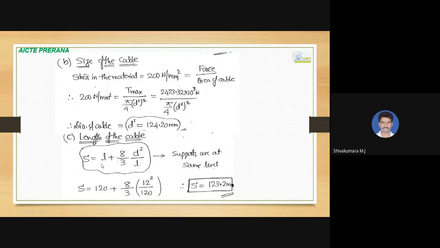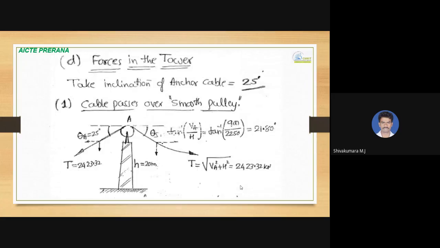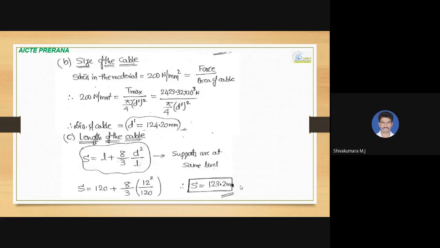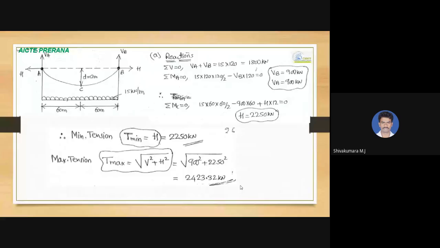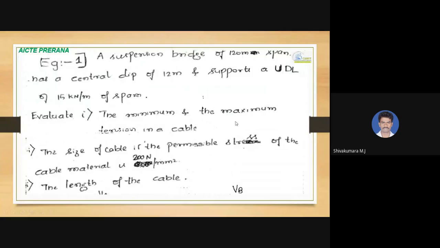The next question is the length of the cable. Supports are at the same level, so the formula is S equal to L plus 8 divided by 3 into D square divided by L. Value of L span is 120, and the dip value is 12. You just substitute the values, you will get 123.2 meters. So this is how to calculate the length of cable. Whatever was asked here, that is minimum and maximum tension force, size of the cable and length of the cable, it is done.